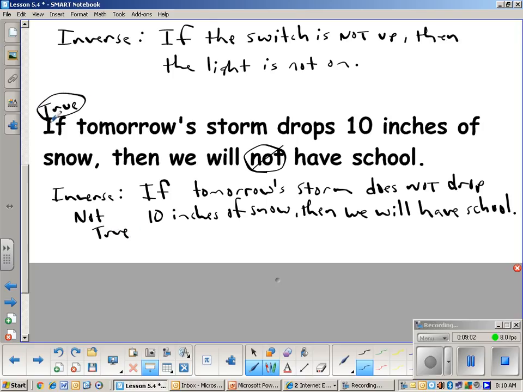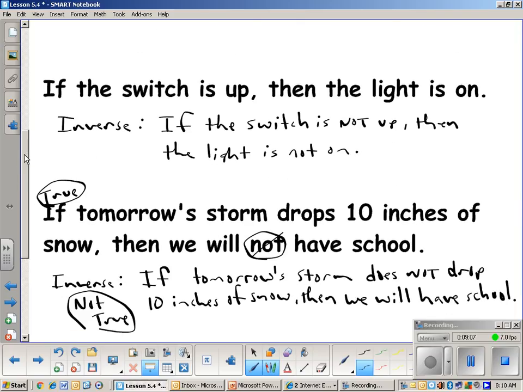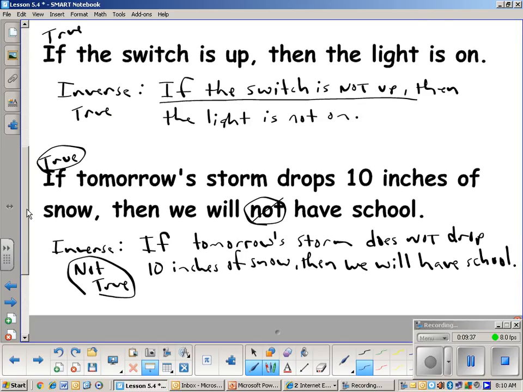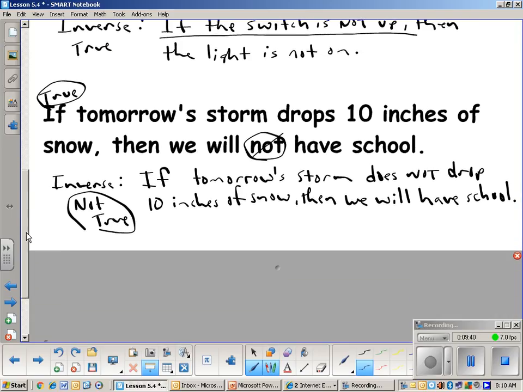And so you'll notice that just because this original is true does not make this one true. Now if we go up here, and we're talking about in my classroom only, this is a true statement. Right? In my classroom only, that's true. And so in my classroom only, is this one true? If the light switch is not up, then the light is not on. That would be true, right? So in this case, again, emphasizing in this classroom, this would also be a true statement. So sometimes the inverse is going to be true, even though the original is true. Sometimes the inverse is not true, even though the original is true.